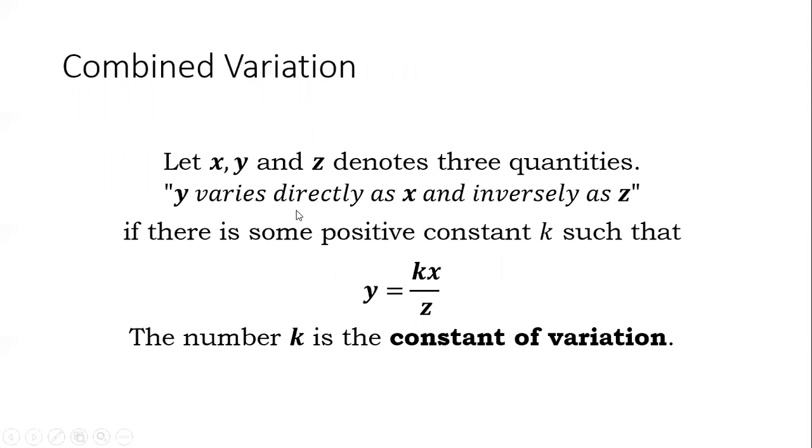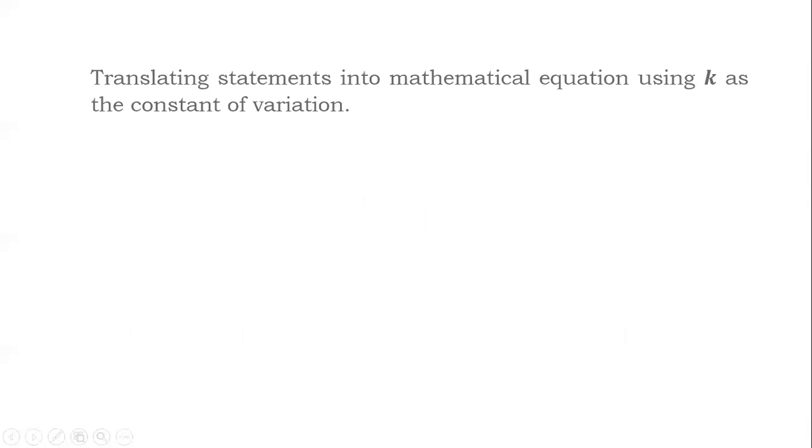For combined variation, let x, y, and z denote three quantities. y varies directly as x and inversely as z. If there is some positive constant k such that y equals k times x over z, the number k is the constant of variation. Combined variation is simply a combination of direct variation and inverse variation. Let's translate statements into mathematical equations using k as the constant of variation.